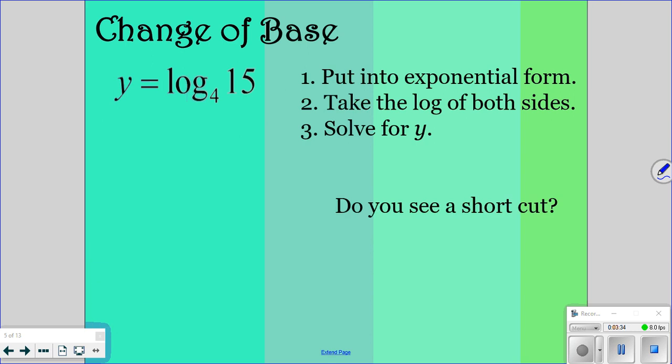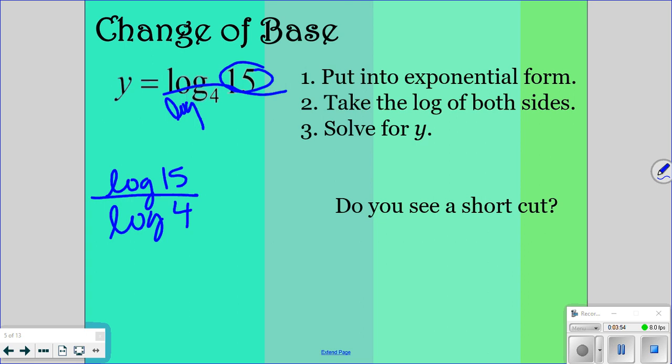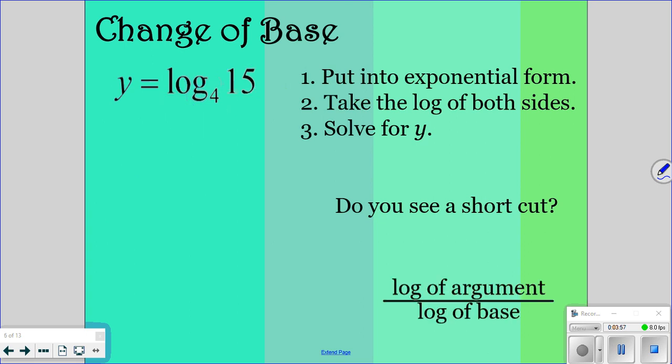Do you see a shortcut? So again, I'll write our answer. Log base 10 of 15 over log base 10 of 4. Anybody notice a shortcut? You're going to do the log of this argument over the log of the base. That is the shortcut. So log of the argument over the log of the base. So you don't have to work it out every time. You just use the shortcut. There's no point in working it out unless you've forgotten what it is. So if you forget it, you can work it out, but otherwise you can just use the shortcut.